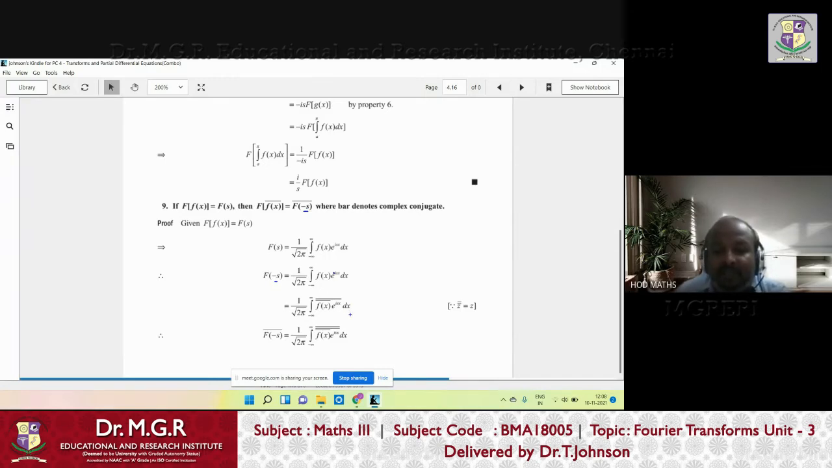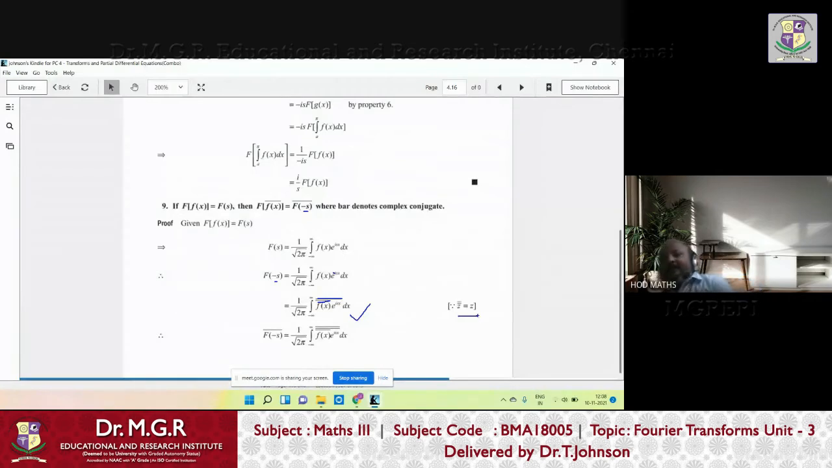Then they apply the conjugate two times on both sides, that is f of x conjugate and then conjugate again. Applying the conjugate two times represents the same function. So if you apply it to f of x, we don't know whether f of x is a real valued function or a complex valued function, but if you apply the conjugate two times, then the function will be the same.